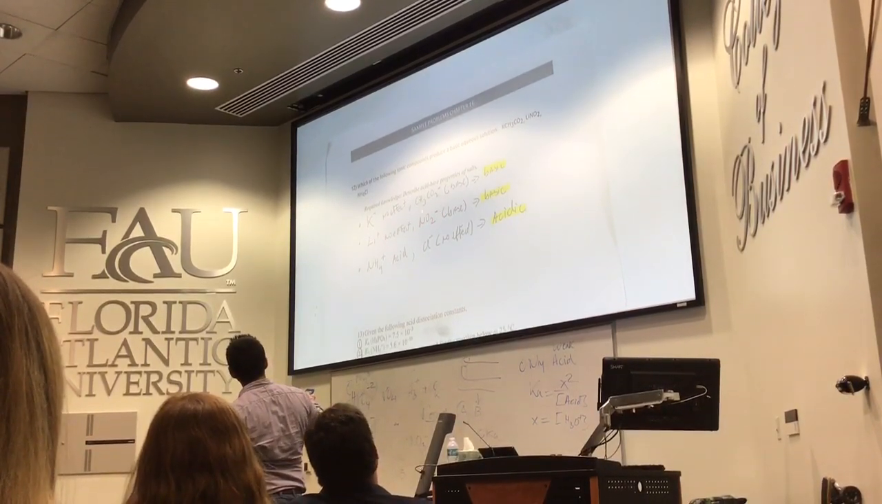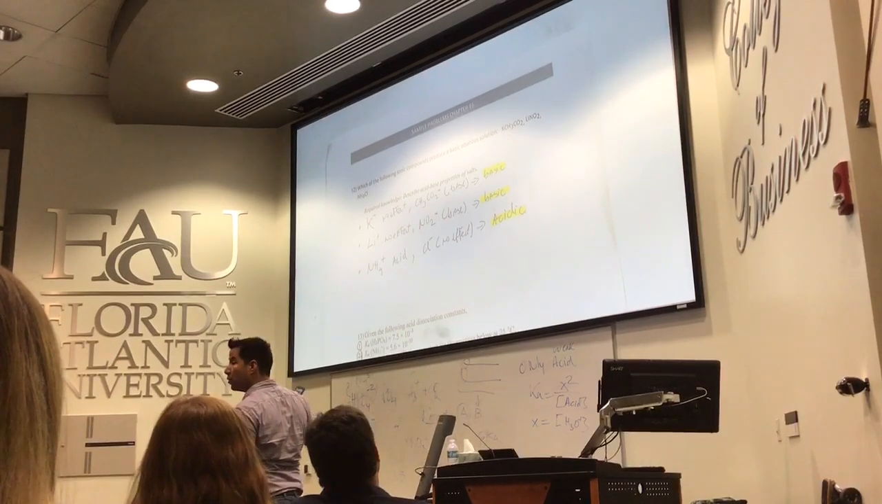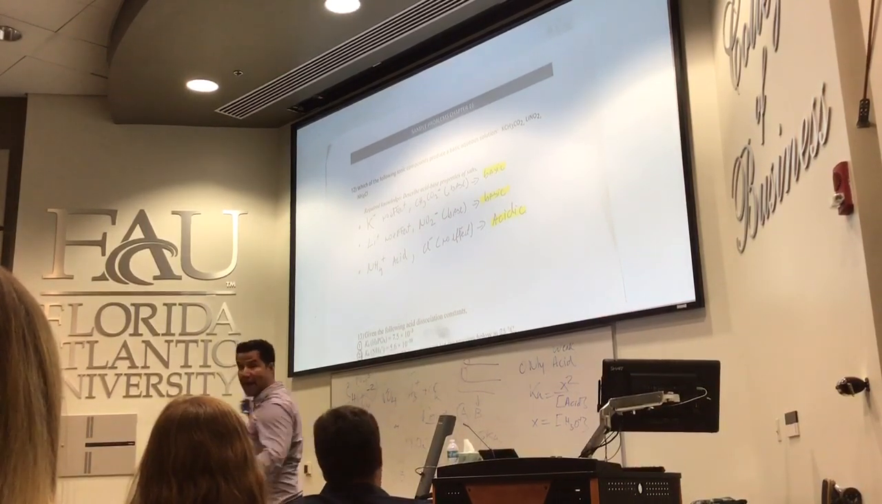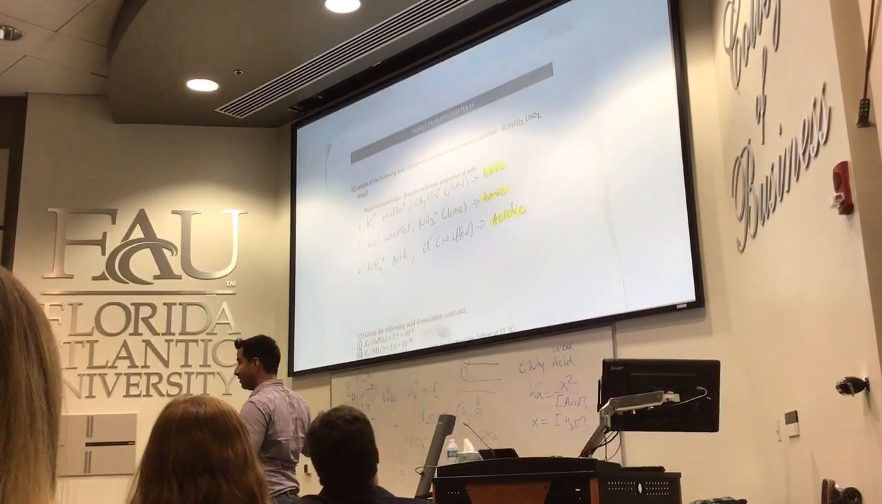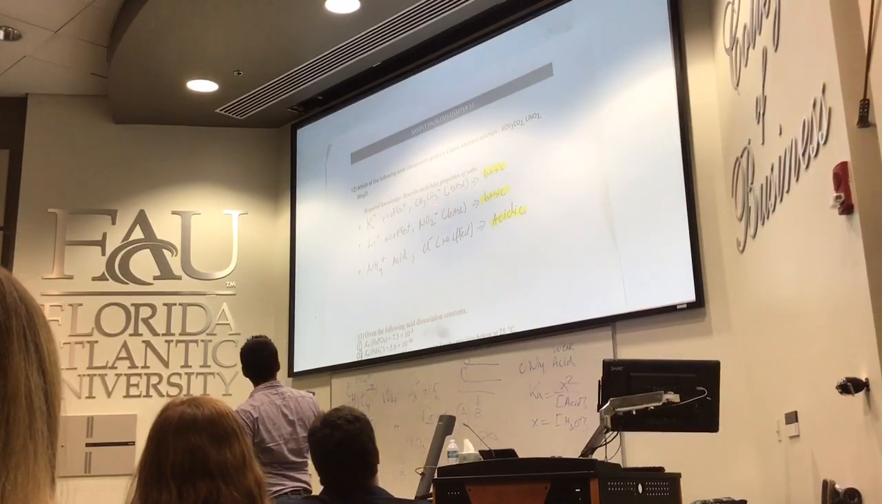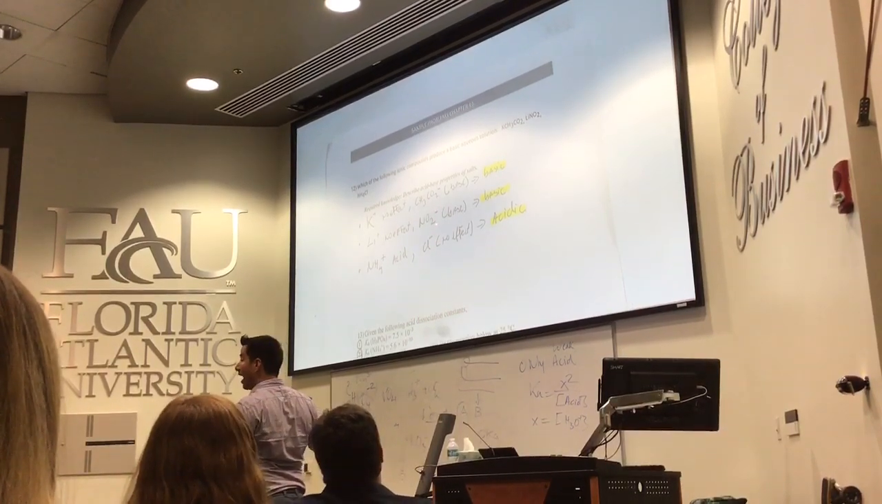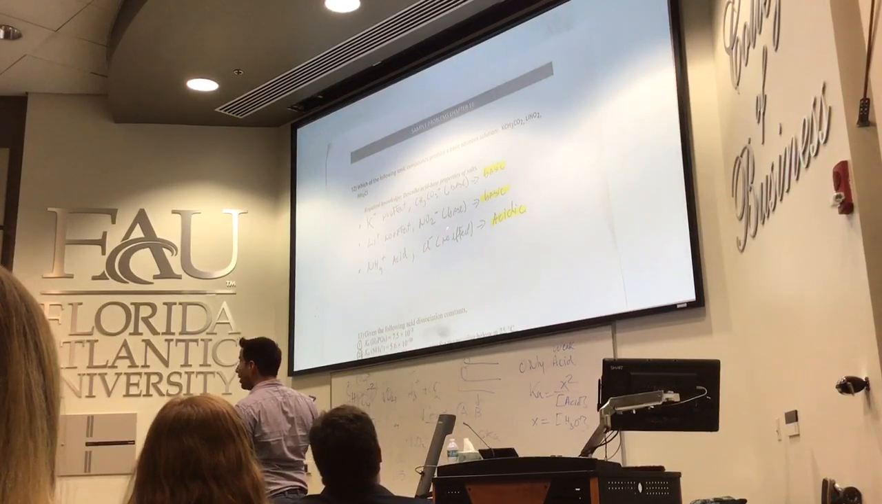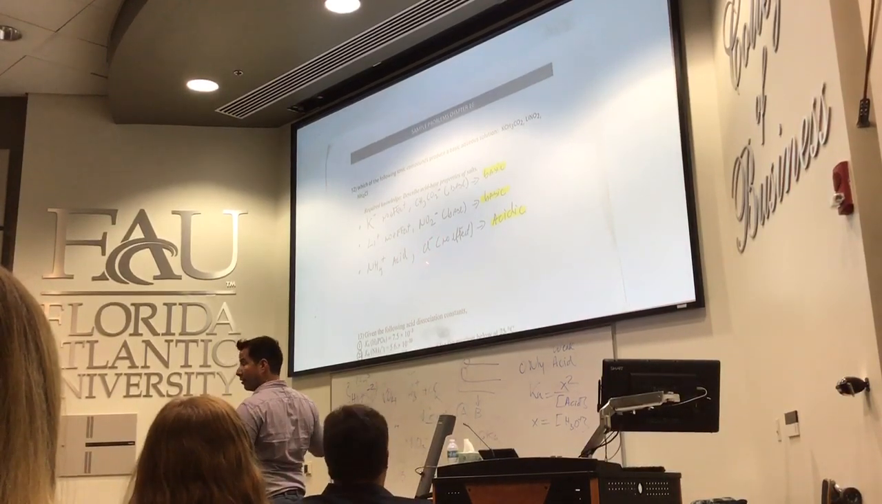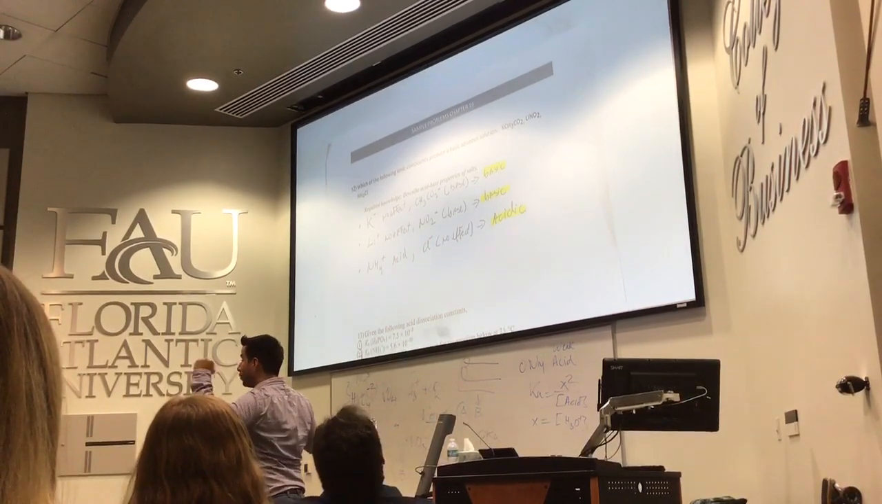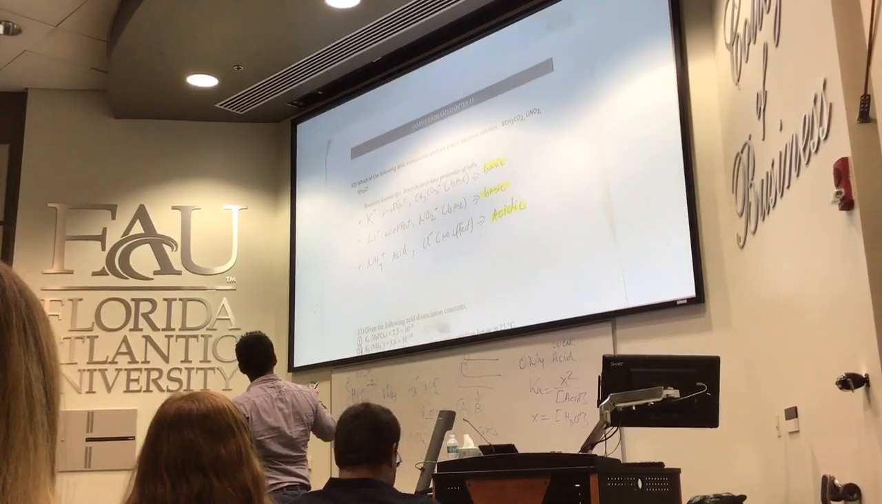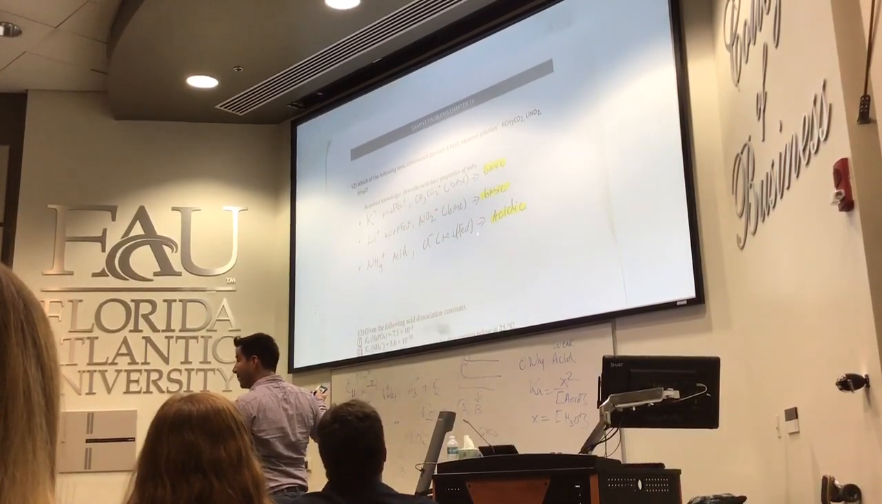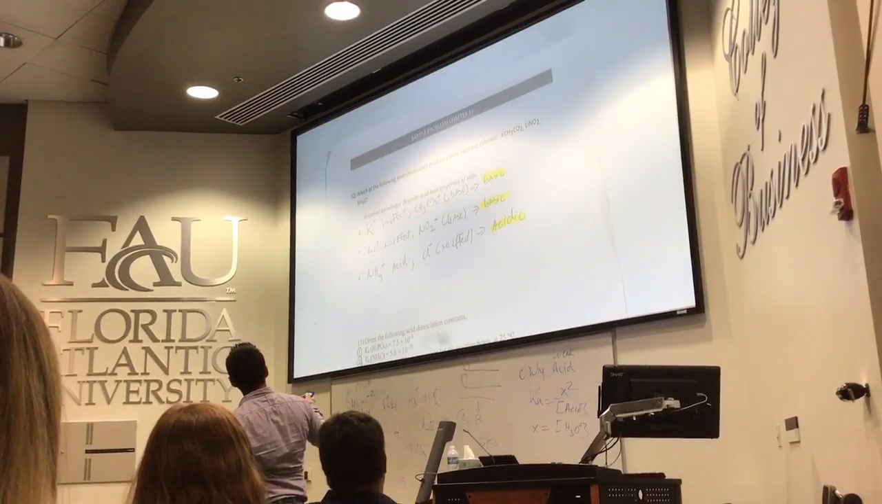The anion, sorry, is nitrite. That is a weak base from a weak acid, correct? So this ion comes from a weak acid, therefore it has an effect on pH. It's a basic ion because it's the conjugate base of a weak acid, therefore the solution will be basic. And then I have acetate.